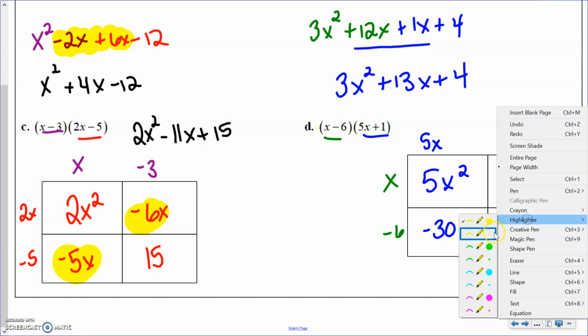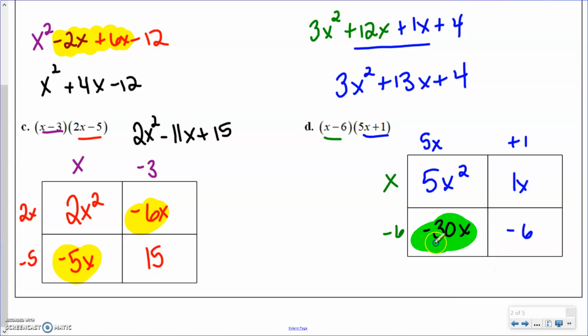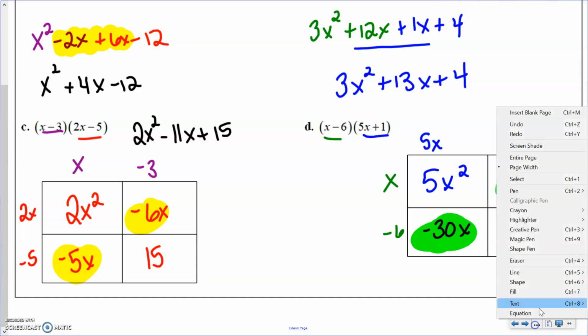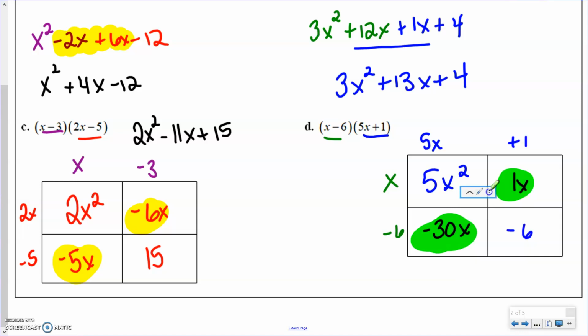We're going to go ahead and combine our like terms like we did in the last ones. So if I combine those two together, I end up with, I'll write this over here, 5x squared. You owe me $30 and you pay me 1, you still owe me 29, so negative 29x, and then minus 6. Okay, so I have answer here, answer here, answer here, answer here.